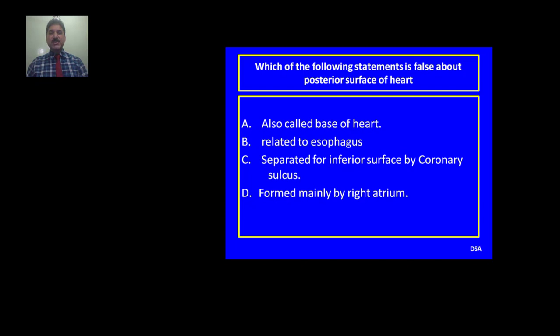Which of the following statements is false about posterior surface of the heart, also called base of the heart? B. It is related to the esophagus. C. It is separated from inferior surface by coronary sulcus. D. It is formed mainly by the right atrium. D is the wrong option.